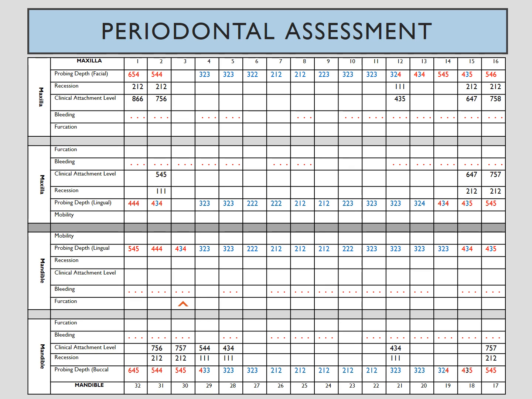Brenda also shows areas of recession in the posterior regions of her mouth. Tooth number 30 also has a class 1 furcation.